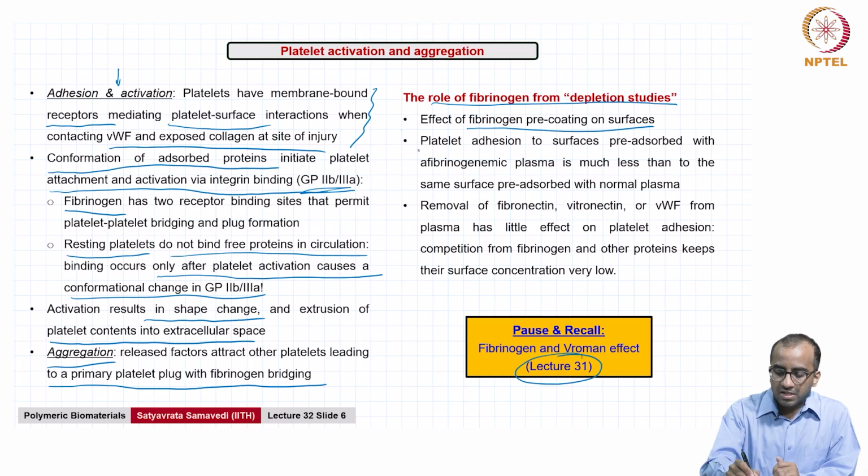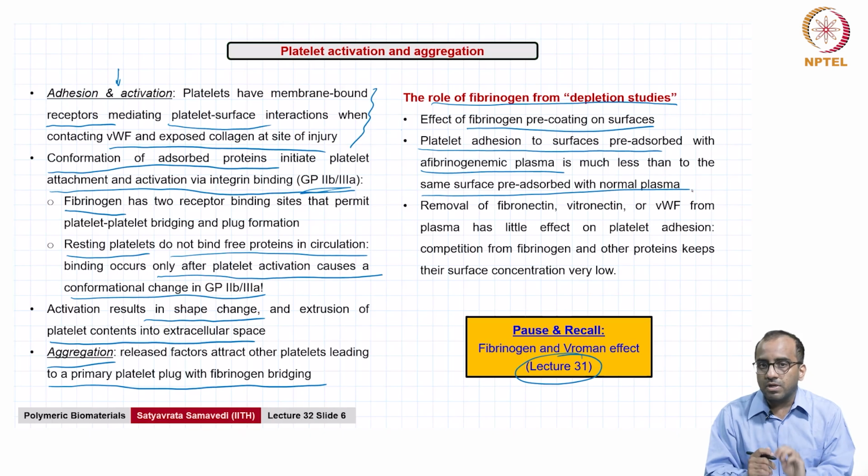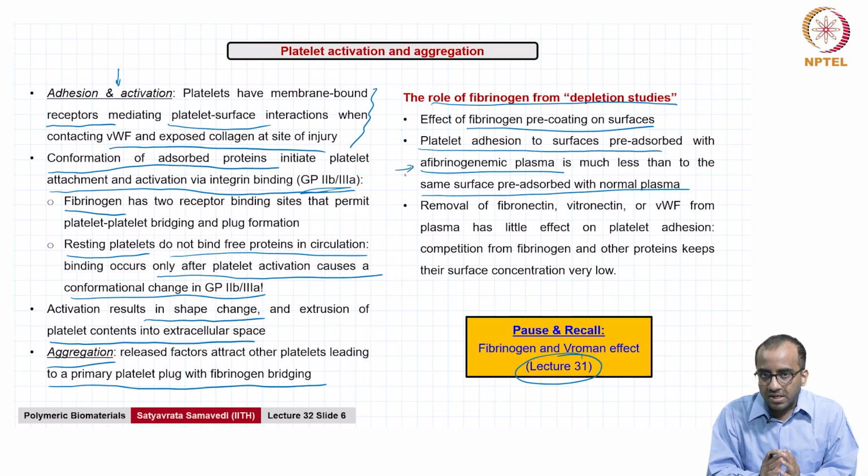And what happens here is if you have surfaces pre-adsorbed with plasma that is deficient in fibrinogen, the platelet adhesion to such surfaces is much less than to the same surface pre-adsorbed with normal plasma containing fibrinogen. And this is again something we have seen in lecture 31, and we noted that this platelet binding ability can be restored to these surfaces that have been pre-exposed to plasma deficient in fibrinogen through the exogenous addition of fibrinogen, right. Platelets can now start binding. So, that tells you the critical role of fibrinogen in promoting platelet binding and activation.